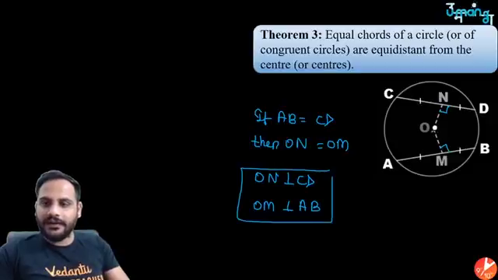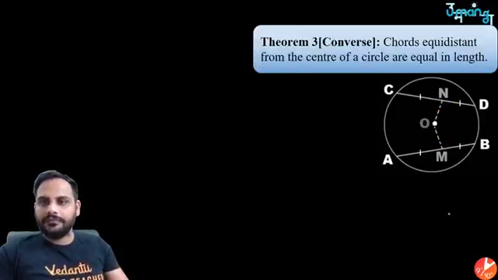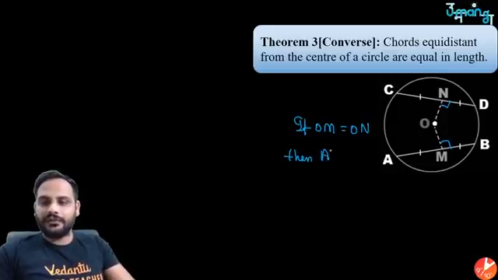Distance between the line and the point is, draw the perpendicular from that point on the line. So you can say OM is the distance if OM is perpendicular to AB. ON is the distance between O and the chord CD if ON is perpendicular to CD. Remember this thing. Okay, converse is also true. That is, if ON is equal to OM, if the distances of two chords from the center are equal, then the chords are also equal. AB is equal to CD.